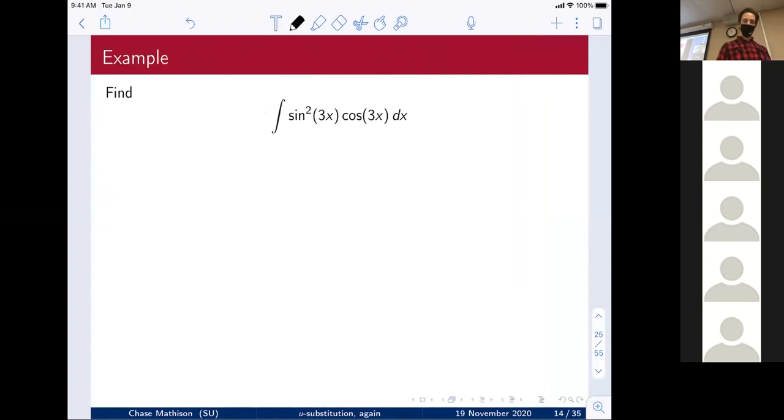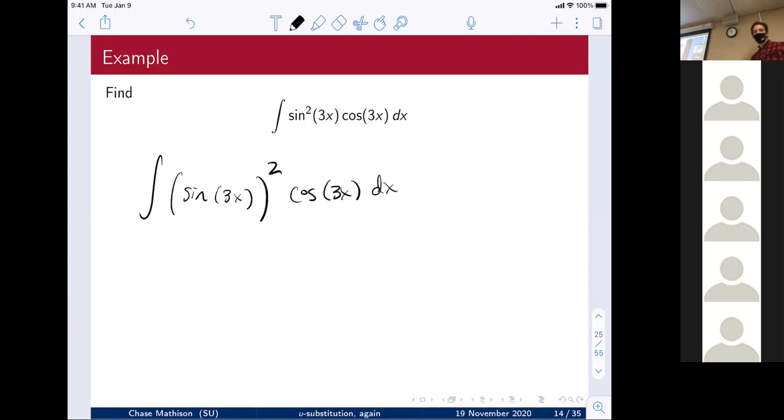So this one's a little more fun. Let's find the integral of sine squared 3x times cosine of 3x. This one's a little tricky. Who can tell me why it's a little tricky? Exactly. There are multiple inside functions, right? This is really the integral of sine of 3x squared times cosine of 3x dx, right?